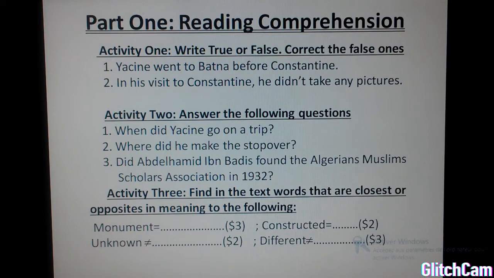Activity 2, answer the following questions. When did Yasin go on a trip? When? Keyword. Not where, when. Second question. Where did he make the stopover? Be careful with the verbs when you answer.